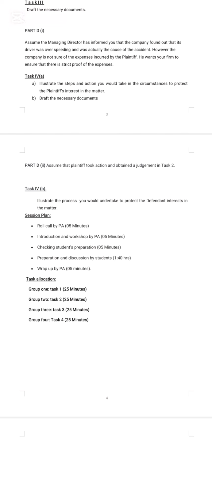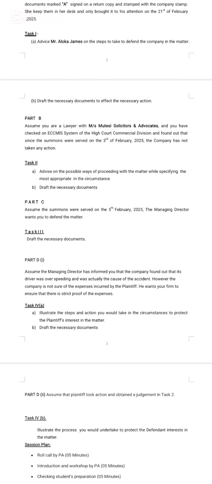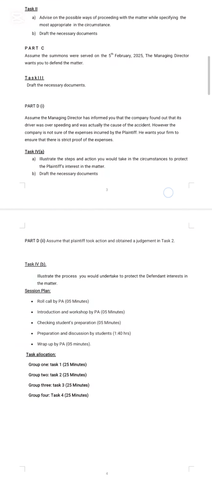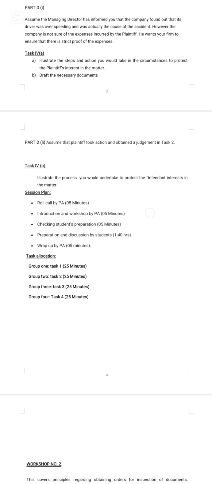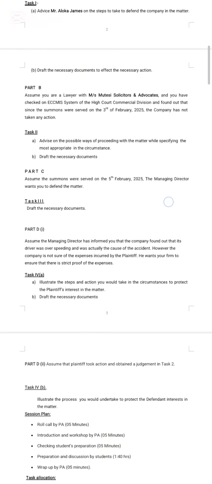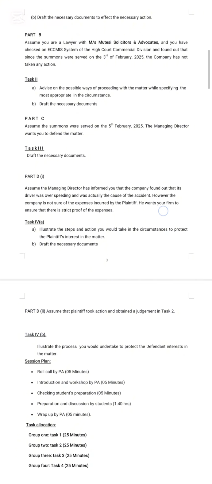Now, task 2 was about advising on the possible ways of proceeding with the matter while specifying the most appropriate in the circumstances, and it was about the ex parte judgment. Assuming that the plaintiff took action and obtained the judgment in task 2, illustrate the process you would undertake to protect the defendant's interest in the matter. So basically here it would be the process of setting aside an ex parte judgment, because that's what we have been discussing in task 2, and the circumstances where an ex parte judgment can be set aside.